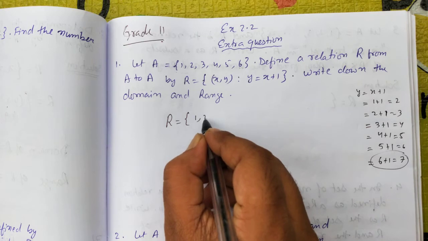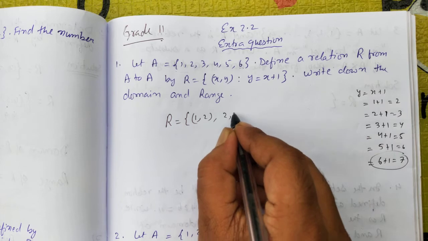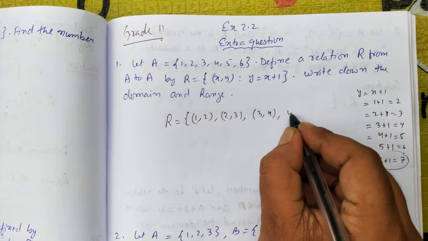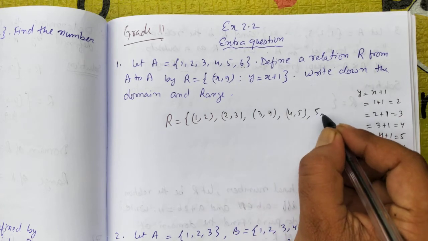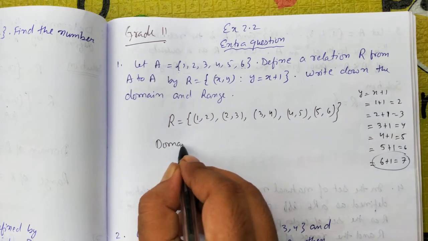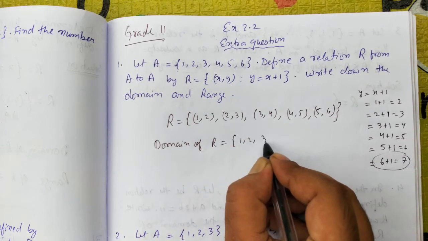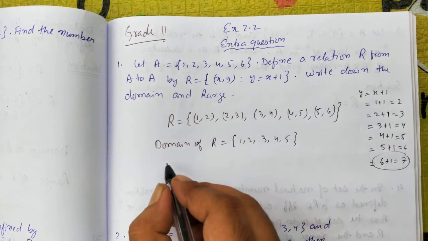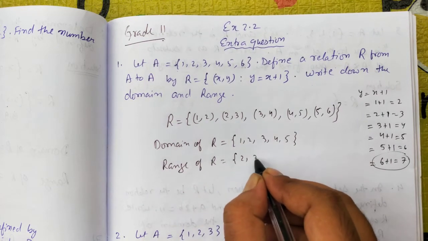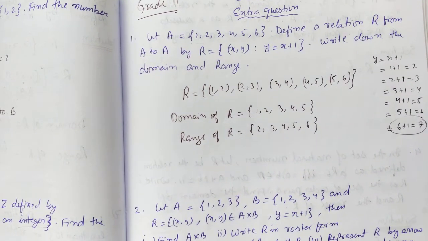If x is 1, y is 2. y is 1 more than x. If x is 2, y is 3. x is 3, y is 4. x is 4, y is 5. x is 5, y is 6. I can use only these elements. So what will be the domain? The first elements are the domain: 1, 2, 3, 4, 5. The second elements are the range: 2, 3, 4, 5, 6. Clear? Let's go to the next question.